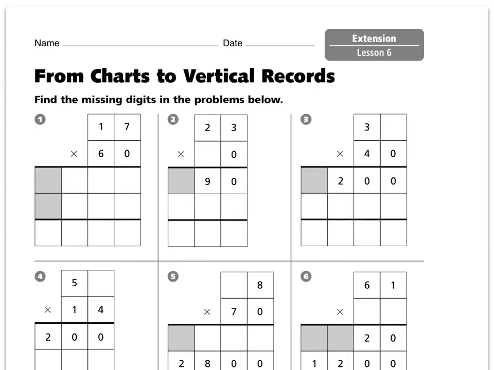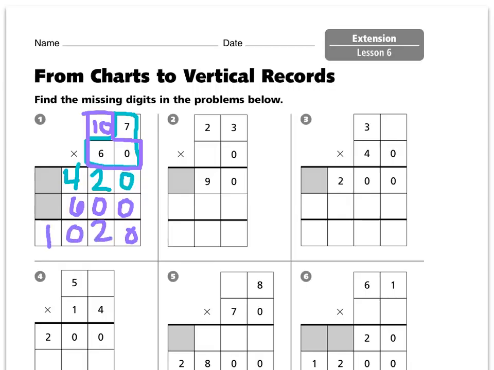For number 1, they first want you to do 7 times 60. And you should know that that is 42 with a 0 on the end. For the next part of the problem, they want you to do 10 times 60. And you know that this is 10 because the 1 is in the 10 spot. So 10 times 60 is going to be 600. Then you add them up to get your final answer.